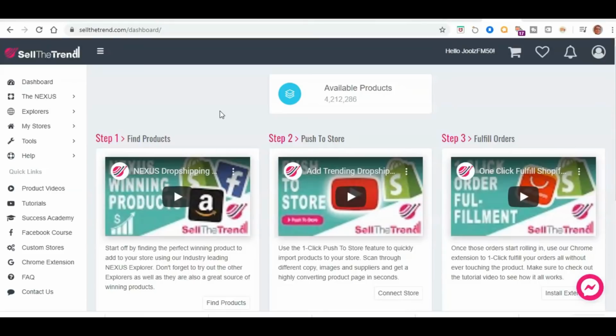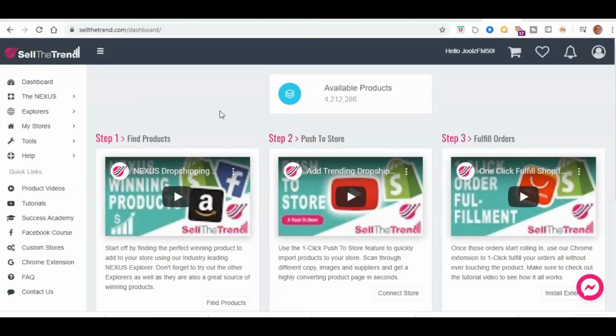Now, Sell the Trend actually has its own system for bringing products into your store from AliExpress, the marketplace where we're going to be finding our products. I don't use Sell the Trend, and that's not what my training course is based on. I use Oberlo, which is incredibly well established, and the Oberlo YouTube channel has absolutely fantastic amounts of training on there. It has a big following.